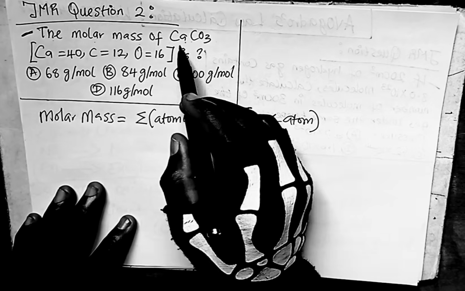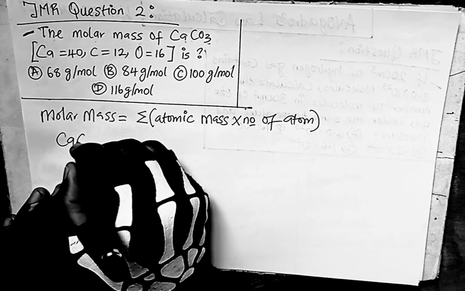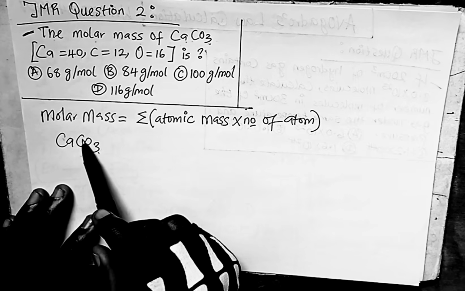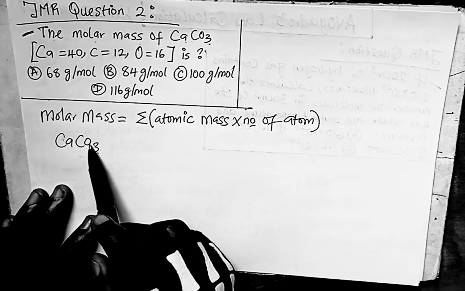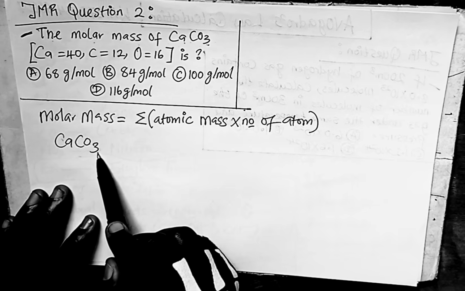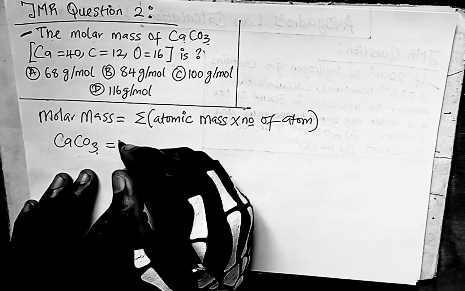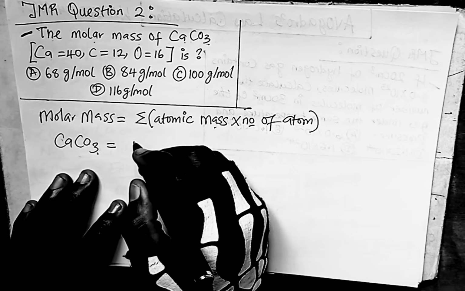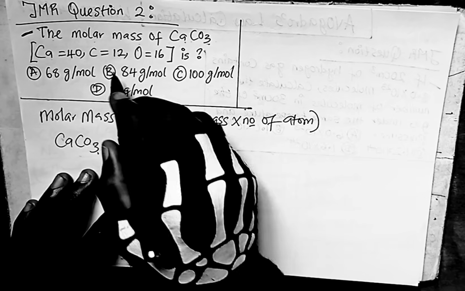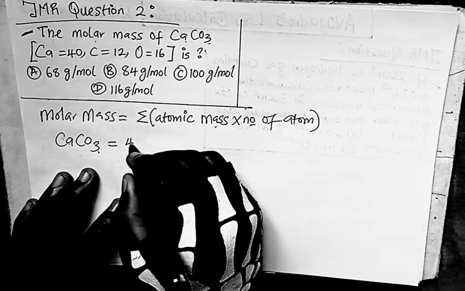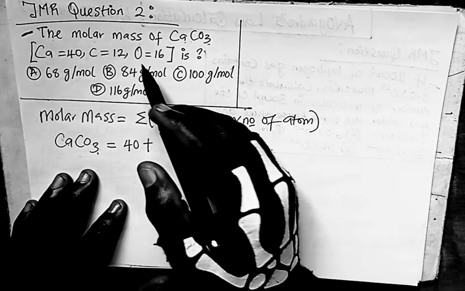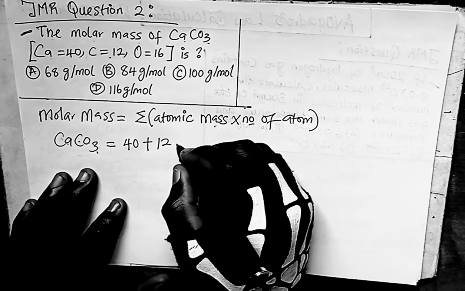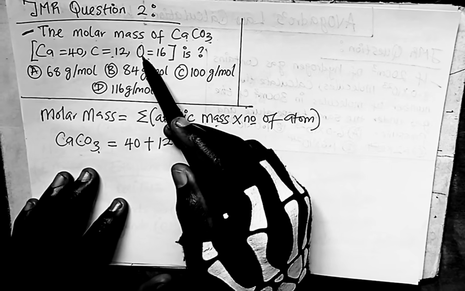Okay, for example, this CaCO3, all these are numbers of atoms. Calcium has only one atom. Carbon has one atom. Oxygen has 3. You can see. So to calculate this molar mass, it will be the summation of atomic mass. All this atomic mass, we are going to sum all of them together. The first atomic mass for calcium is what? 40. Plus, we are summing them. The second one is carbon and it's 12. Plus, what's the next? The next we have here is oxygen, 16.